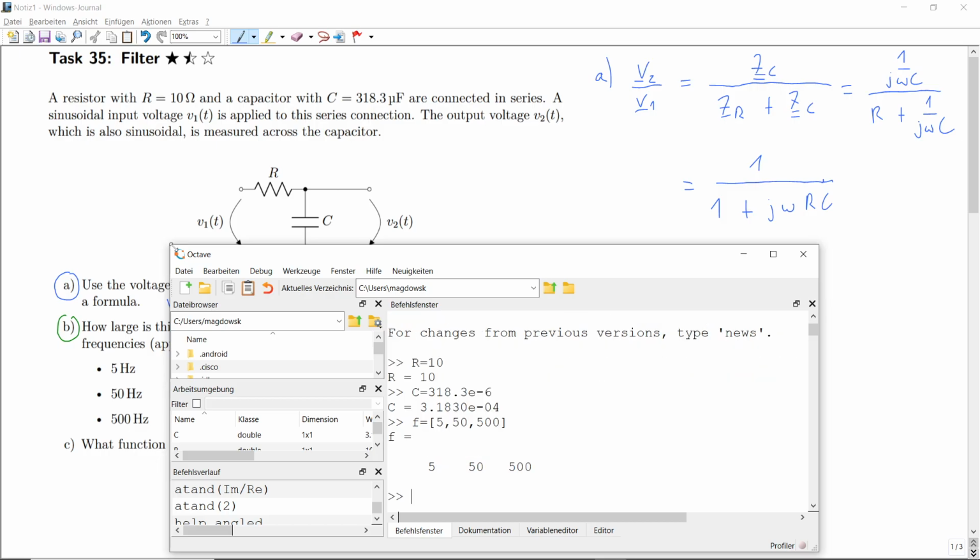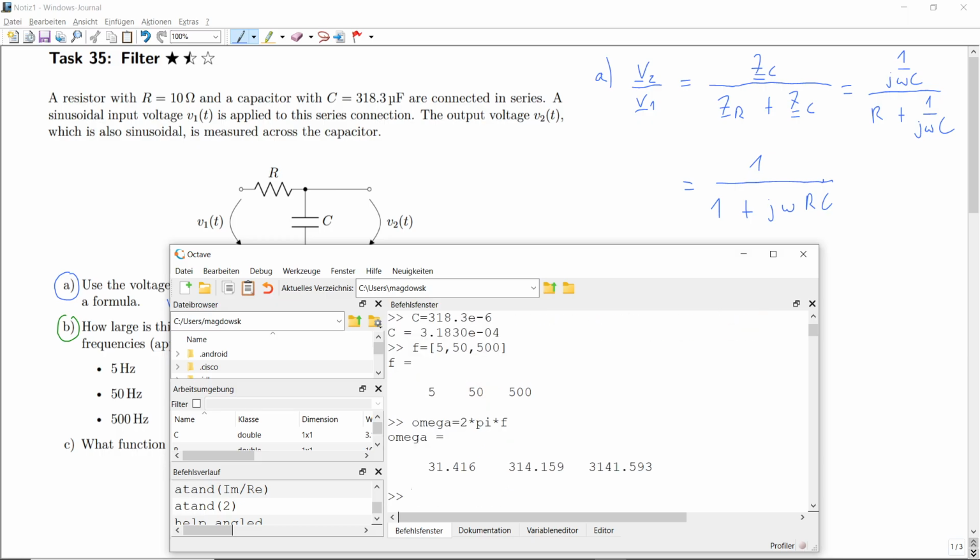And so then the next step probably is we need to have omega, our angular frequency. So how can we get angular frequency? 2πf. Omega is 2 times π times f. And so then we get these angular frequencies.